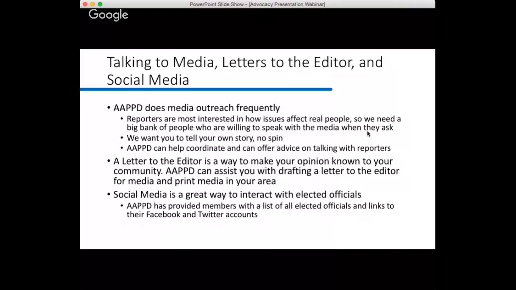We can assist you with drafting a letter to the editor for media and print in your area, and then we can work through the crafting process with you so that you end up with a product that's obviously on message with what we are trying to convey to elected officials. And that changes day by day in the session sometimes, so it's really important to coordinate those efforts. But it's also important to have local people sending in to their local publications.